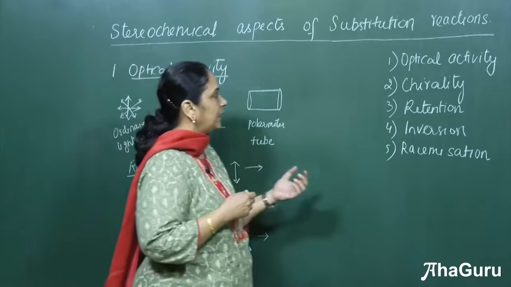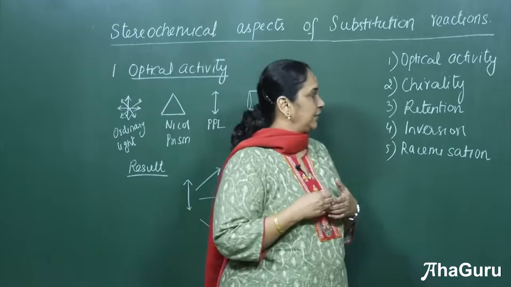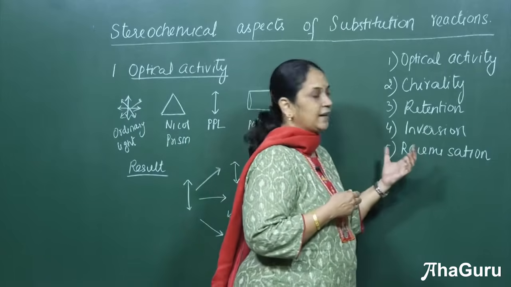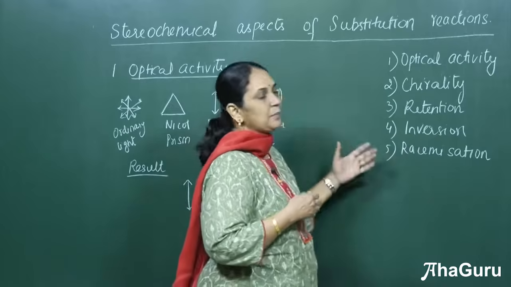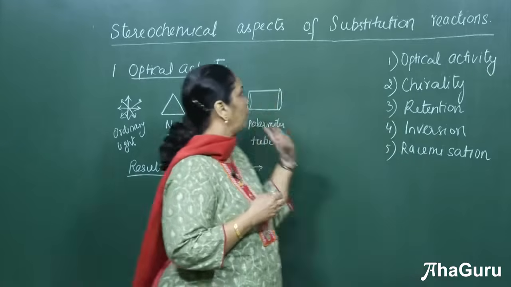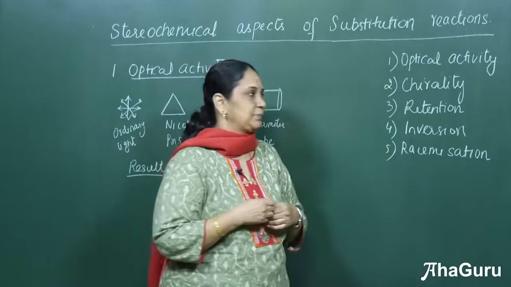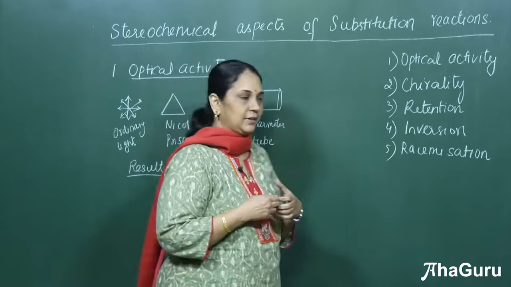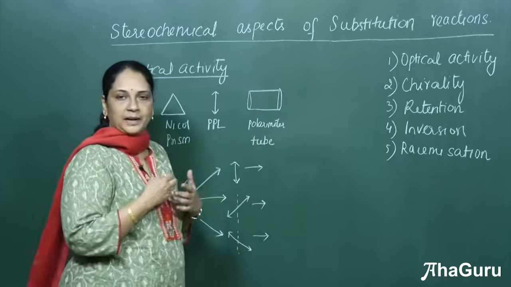They are: one is optical activity, second is chirality, then retention, inversion and racemization. These are some points which we should know before going into the stereochemical aspects. First, let us consider optical activity. So what is this optical activity?